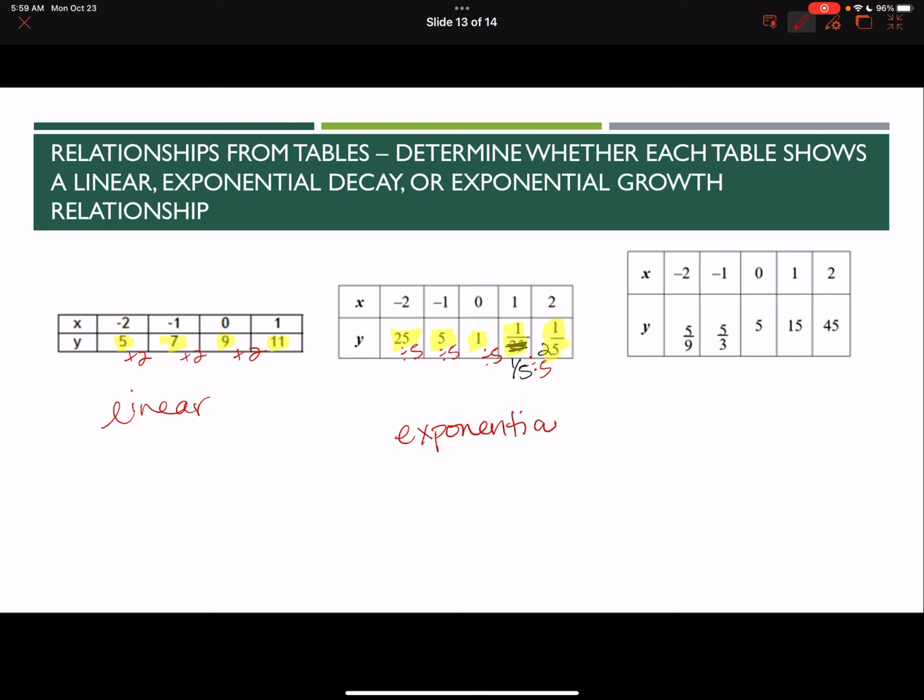And then, because you see dividing, you think about these values. Are they going up or are they going down? So 25, 5, 1. These are going down. So this one's exponential decay.